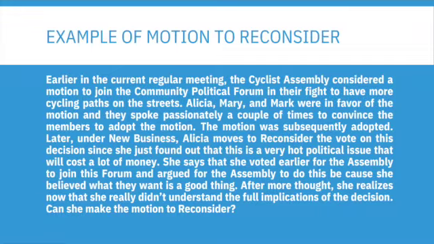The motion was adopted. Later, under new business, Alicia moves to reconsider the vote on this decision since she just found out that this is a very hot political issue that would cost a lot of money. She says that she voted earlier for the assembly to join this forum and argued for the assembly to do this because she believed what they wanted is a good thing. After more thought, she realizes now that she really didn't understand the full implications of the decision. Can she make the motion to reconsider?